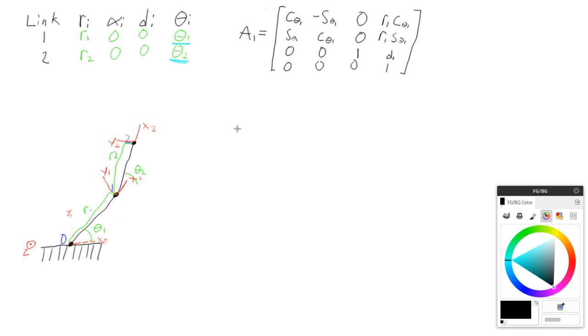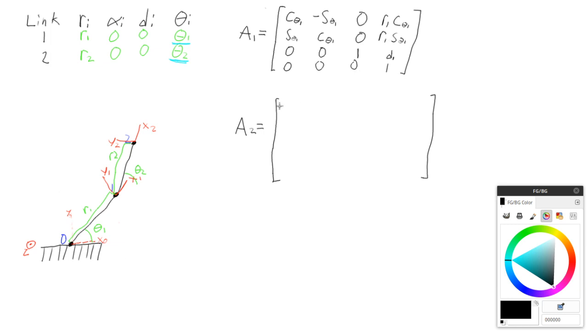So now let's look at A2. Bracket's a little bit bigger this time. And we're just going to be plugging some stuff in here. And it's going to be, well, no surprise, this joint to this joint. So joint 1 to joint 2 is the same as joint 2 to joint 1. So it's going to be the same as A1, except instead of theta 1s and r1s and d1s, we're going to have theta 2s, r2s, and d2s.